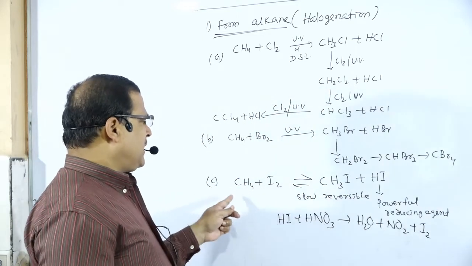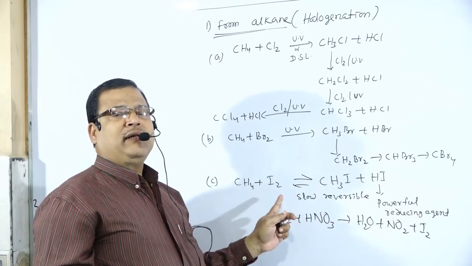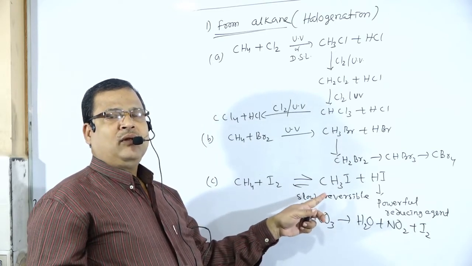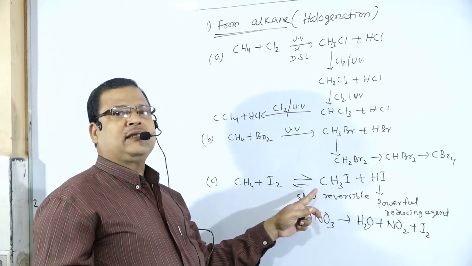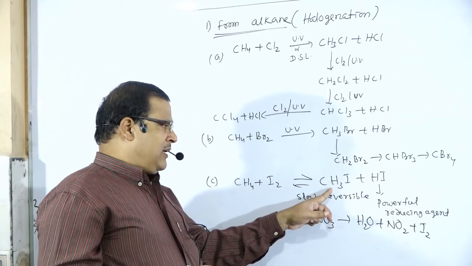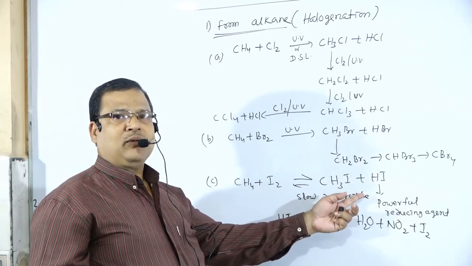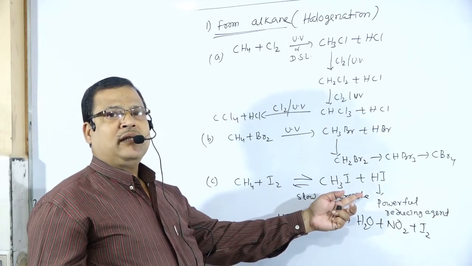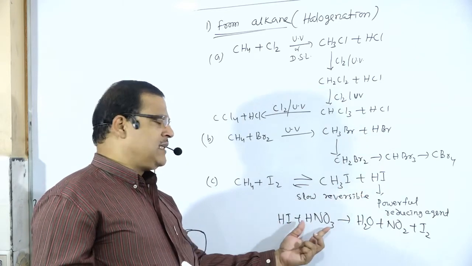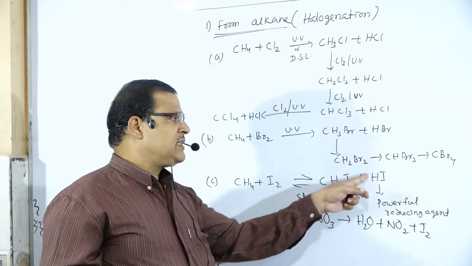So the question is, how is the iodination of methane carried out? Why is methyl iodide formation difficult? The answer is, methyl iodide formation is difficult because this reaction is slow and reversible. Then how is it done? It is done in the presence of an oxidizing agent like nitric acid or phosphoric acid, which will consume the HI.